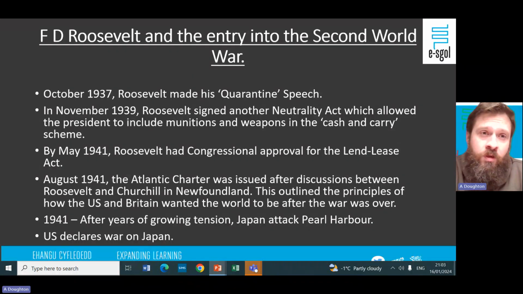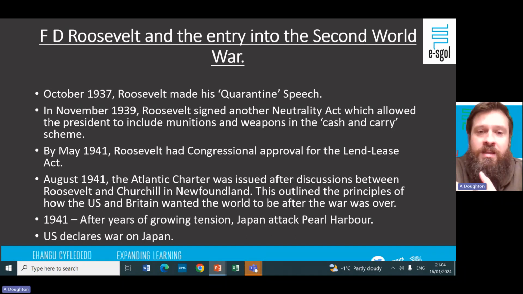So the first part of the content is Franklin D. Roosevelt and the entry into the Second World War. In October 1937, he made his quarantine speech, where he suggested that countries like Nazi Germany, Mussolini's Italy, and Japan need to be quarantined. Now, he doesn't name them, but it's clear that he is hinting towards them.